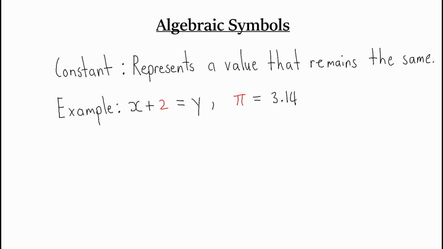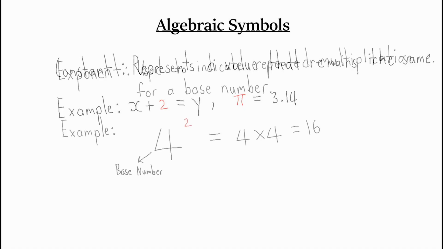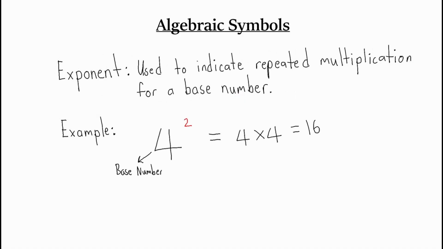Now, pi is a constant, which represents a value of 3.14 rounded off to 2 decimal places. Now that's a constant. Exponent, sometimes referred to as power. Whatever the exponent or power is, you multiply the base number by itself that amount of times. For example, we have 4 raised to 2. Or we can say we have 4 with the exponent of 2 or 4 with the power 2. For this, it is 4 times 4 equals 16.